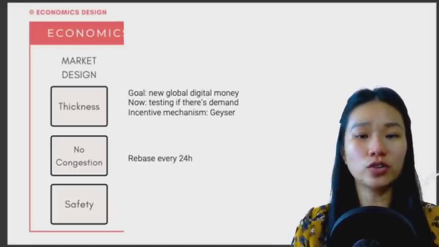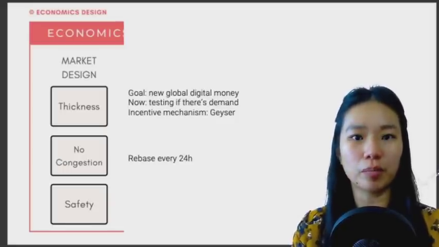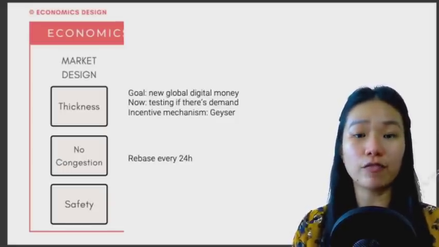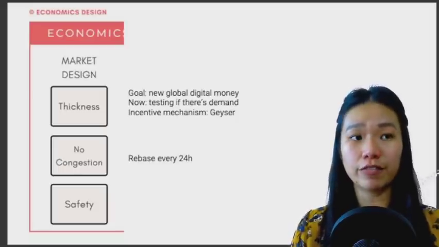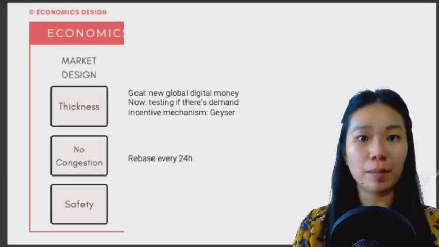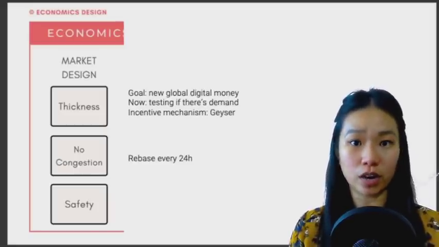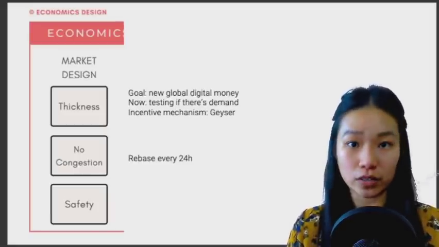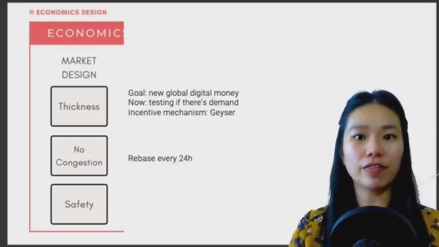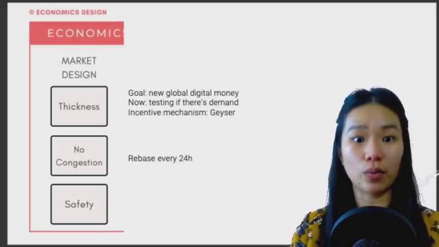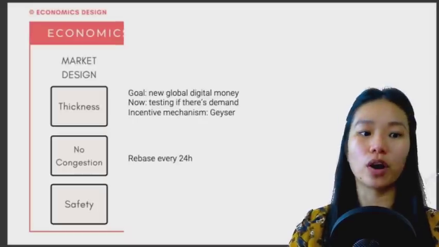How do they do that? This is not super important in the project, and what they do is rebase every 24 hours. Can you imagine if the system rebased every hour, and every hour you'd be worried whether you're going to have new tokens, or whether your tokens are going to be burnt? It would create a lot of unnecessary congestion in the network. So they just rebase every 24 hours.